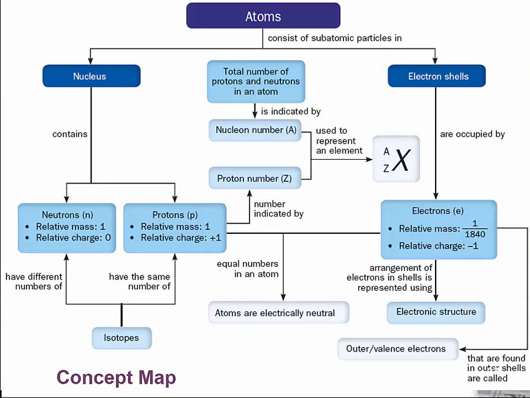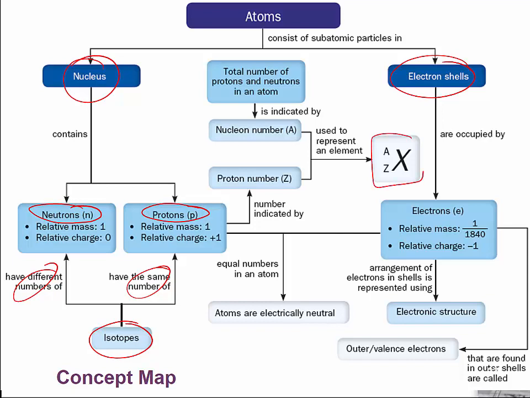That's all for the topic. So this is a summary. Atoms consist of the nucleus and the electron shells outside the nucleus. In the nucleus, there are neutron and proton particles. The only exception is hydrogen. Hydrogen has only one proton. There's no neutron in hydrogen. Isotopes are atoms of the same element with the same number of protons, but different number of neutrons.